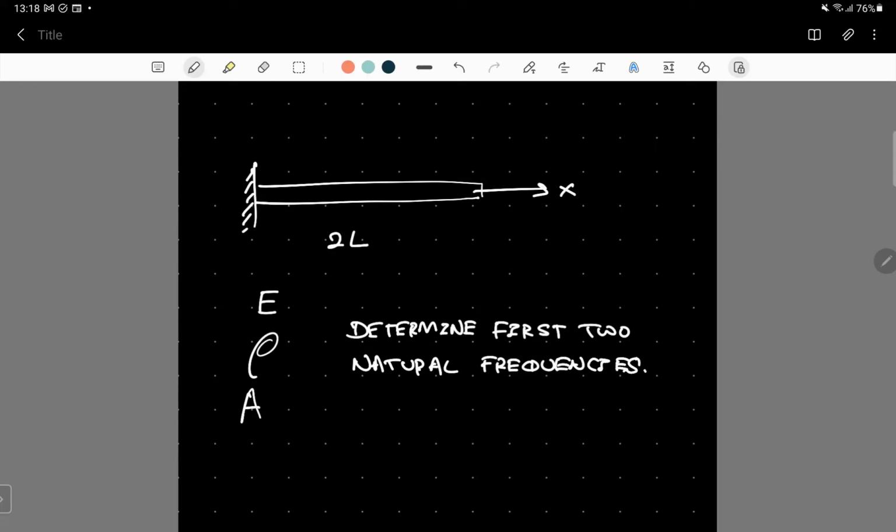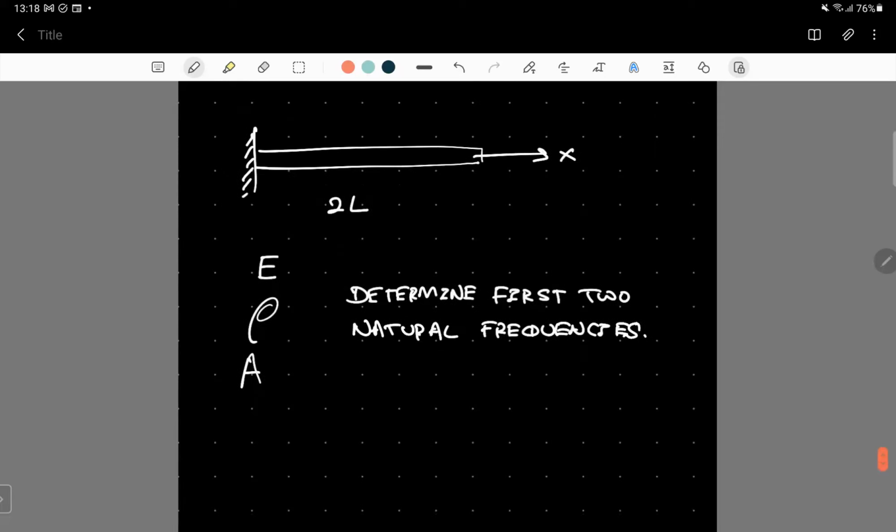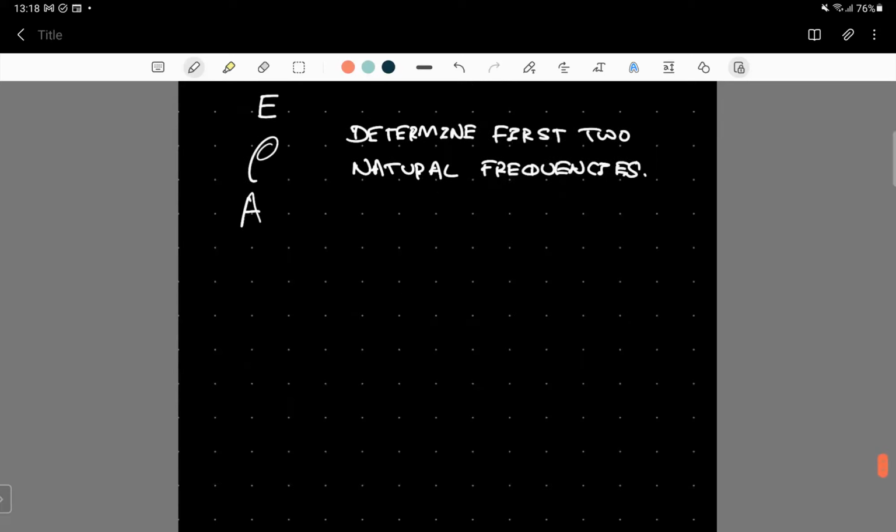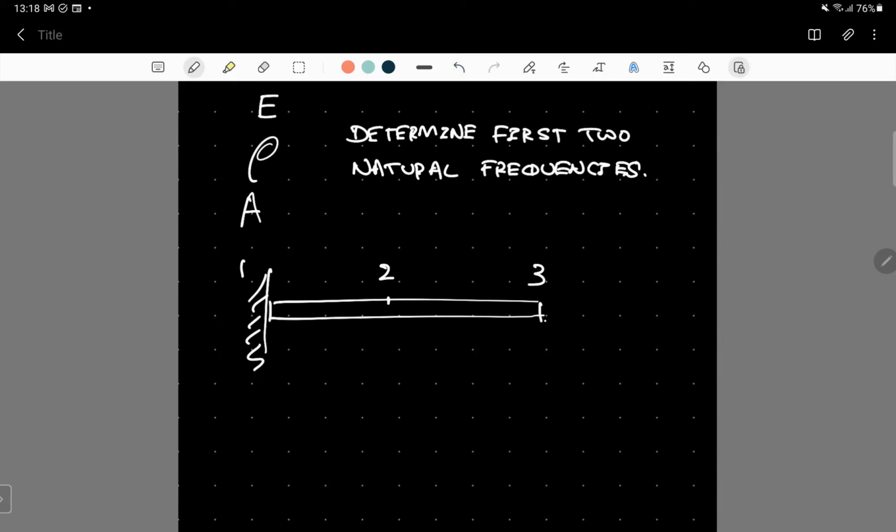All right. So for simplicity, the bar can be discretized into, let's say, two elements, each having a length of L. We can discretize this bar in the following formation, into two elements. This is the first element and the second element, each having a length of L.